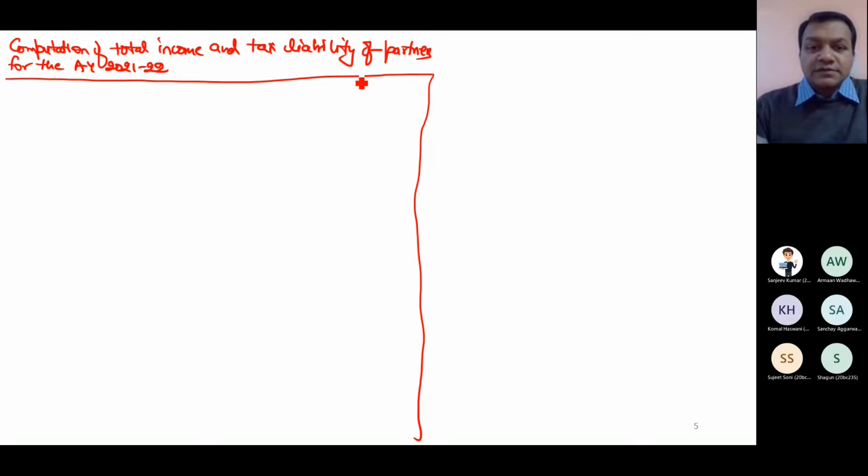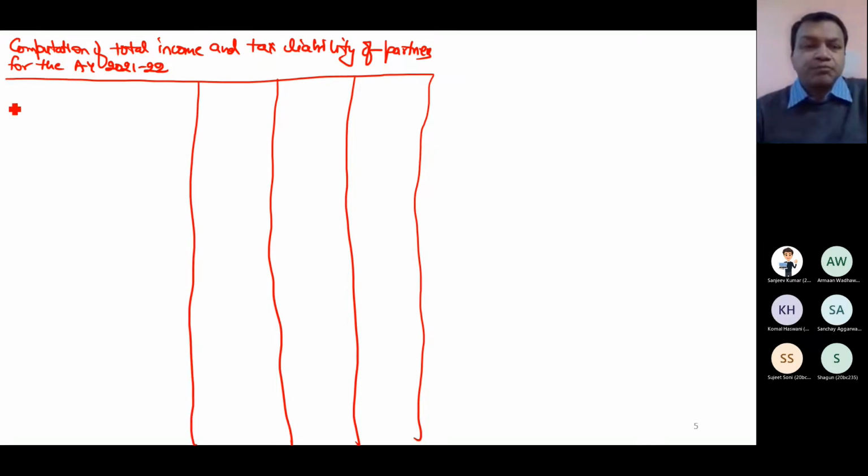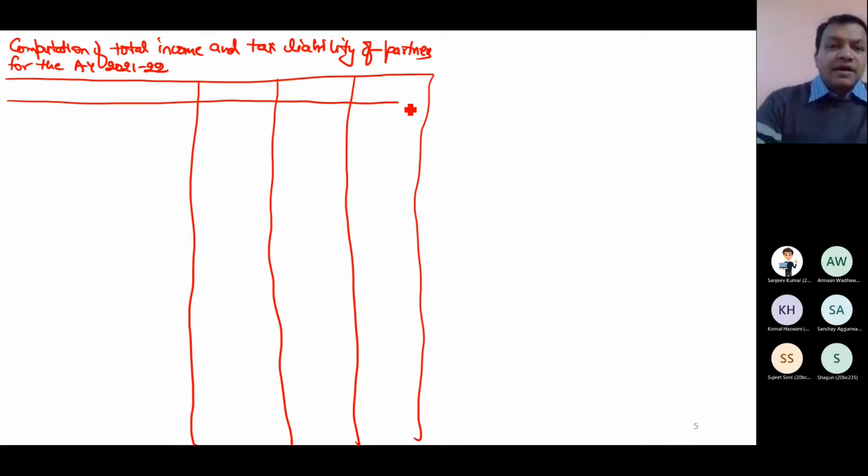Now this requires so many concepts to be applied, you will carefully realize it. The partners are, only two partners are there.